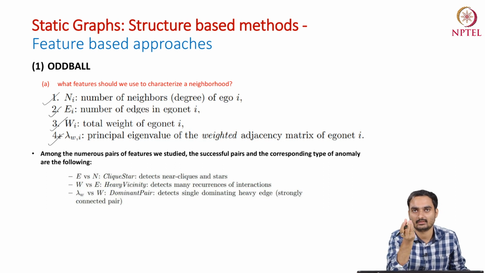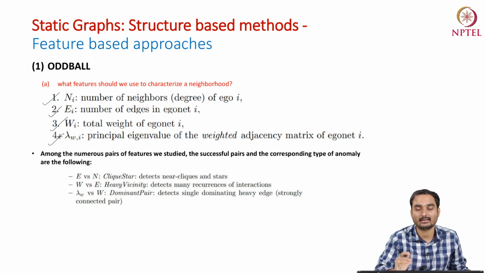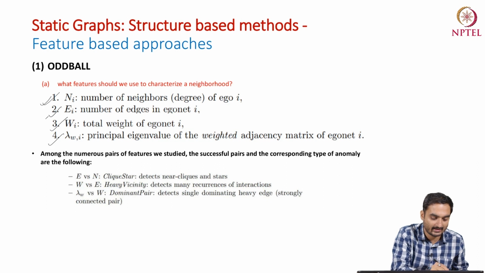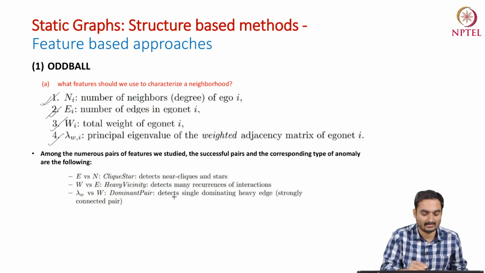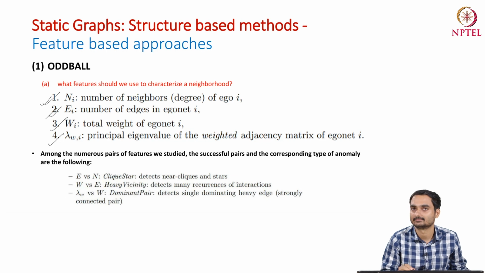You have this small ego net, you can get the weighted adjacency matrix, you can get the principal eigenvector and the corresponding principal eigenvalue. So only these are the properties that they have considered. And what they claimed is very interesting. They claimed that if you look at the relationship between E and N, that would help you identify cliques and stars.